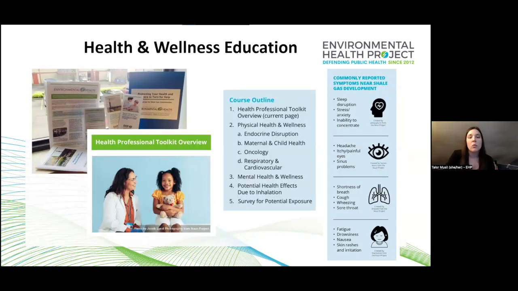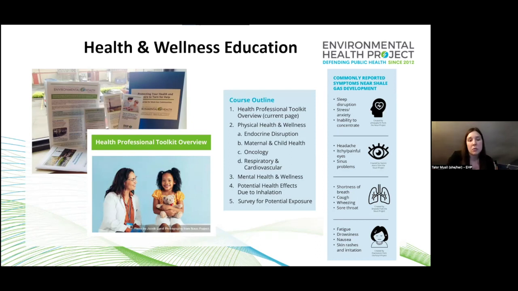So our second set of tools are related to health and wellness education. We have an extensive fact sheet library that offers materials of all kinds, from general information about health harms to audience-specific or issue-specific handouts. One of these more specific tools we wanted to highlight is our Health Professional Toolkit. This toolkit helps health professionals of all kinds be up to date with information and research on the impact of shale gas operations on their patients' health.